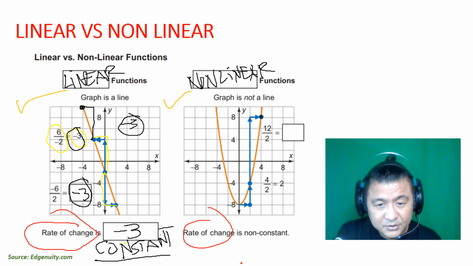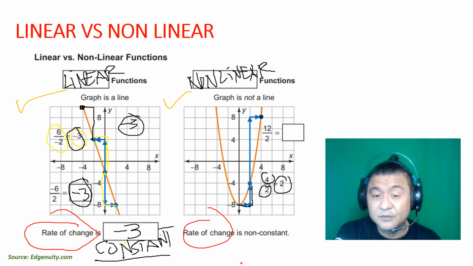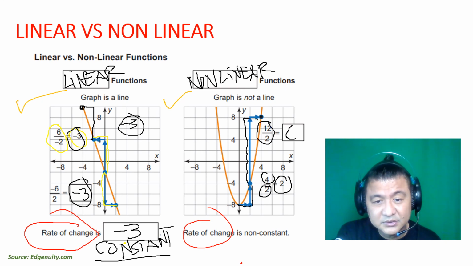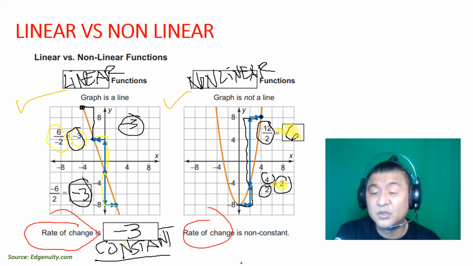So here it goes up by 4, and then 2 on the left going there. 4 over 2 is 2. So the rate of change here is 2. But if you look from one point to another point, it goes up 2, 4, 6, 8, 10, 12 over 2. 12 over 2 is 6. Compare your 6 and your 2. Are they the same? No. And it will always change.